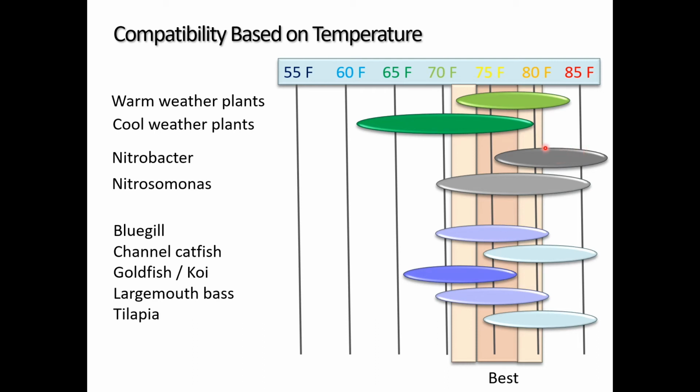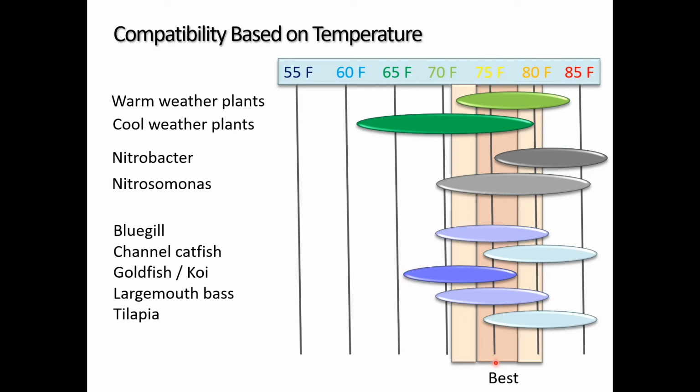So you can see it's going to be a little bit harder to get this bacteria colony to colonize in your system. All these fish have different requirements. You have bluegill, channel catfish can take a little bit more heat, as well as tilapia, with largemouth bass or maybe goldfish and koi can tolerate your cooler temperatures, maybe during the wintertime.